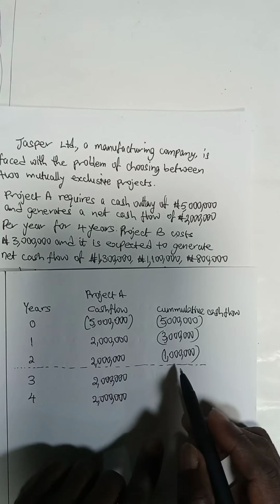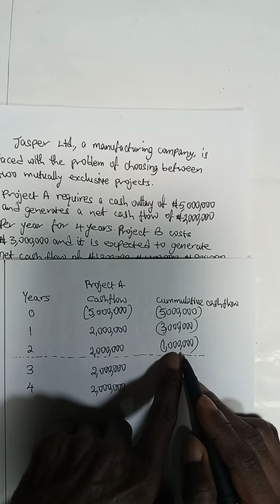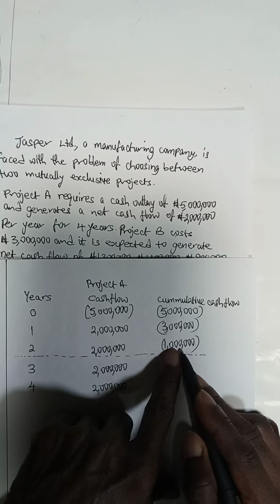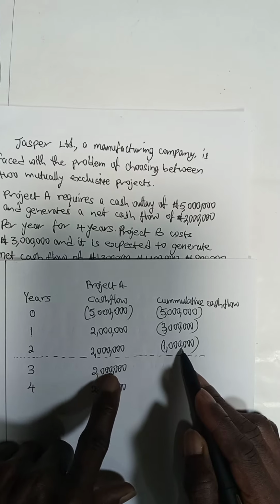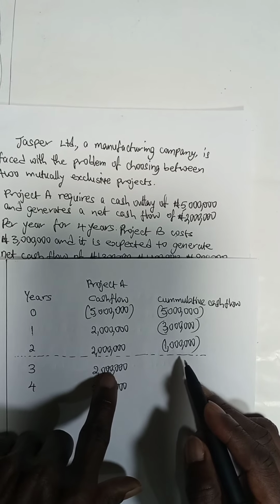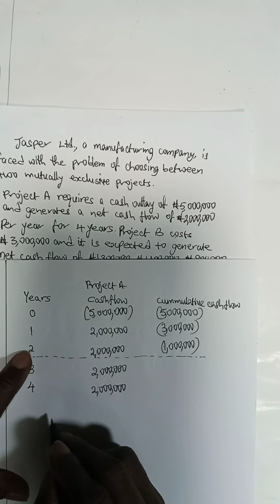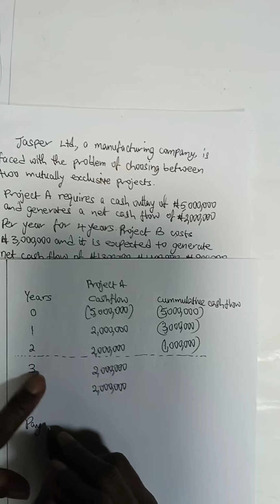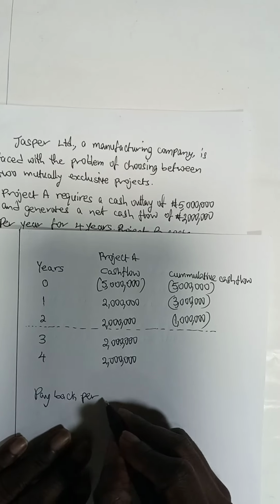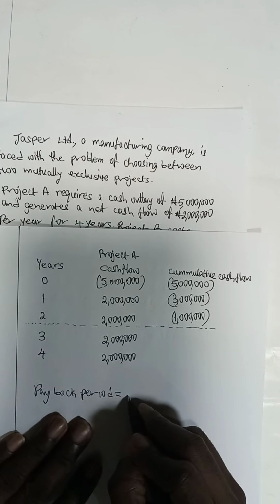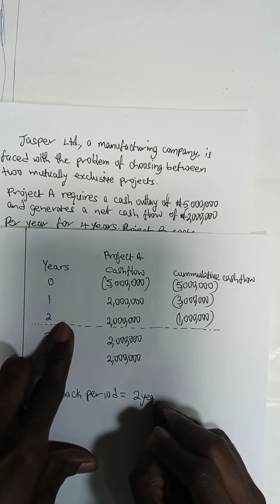So this last 1 million here, which is a negative figure, we make it the numerator, and we make this 2 million in year 3 the denominator. That is 1 million over 2 million. So we now say our payback period for project A is equal to 2 years, where we stopped.